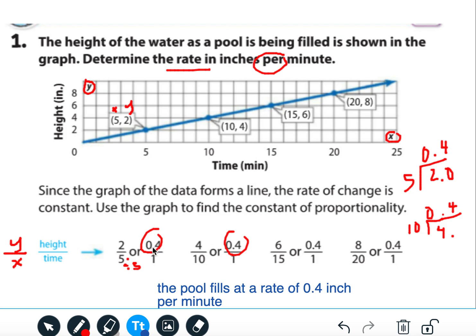What do we do again? We simply divide it. What do we put as a numerator? The y. What do we put as a denominator? The 5. And then we divide it, and we found out what the rate was. And that is it.